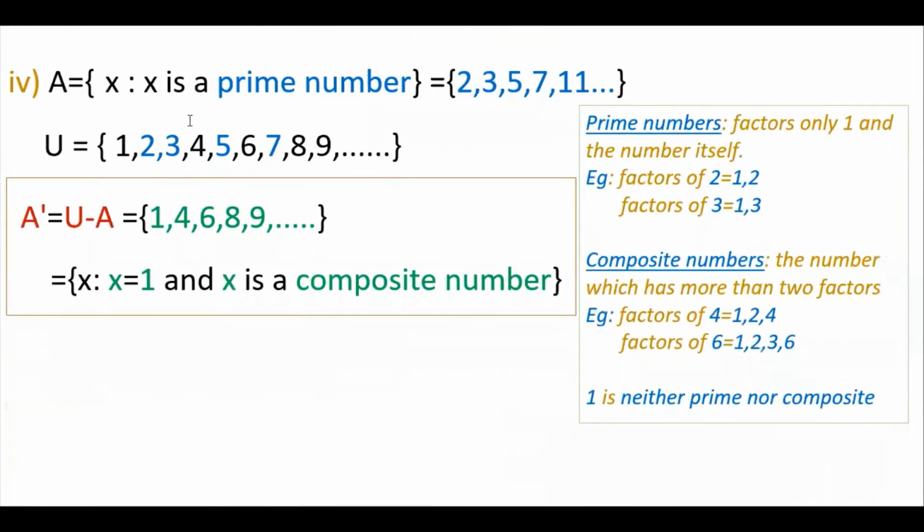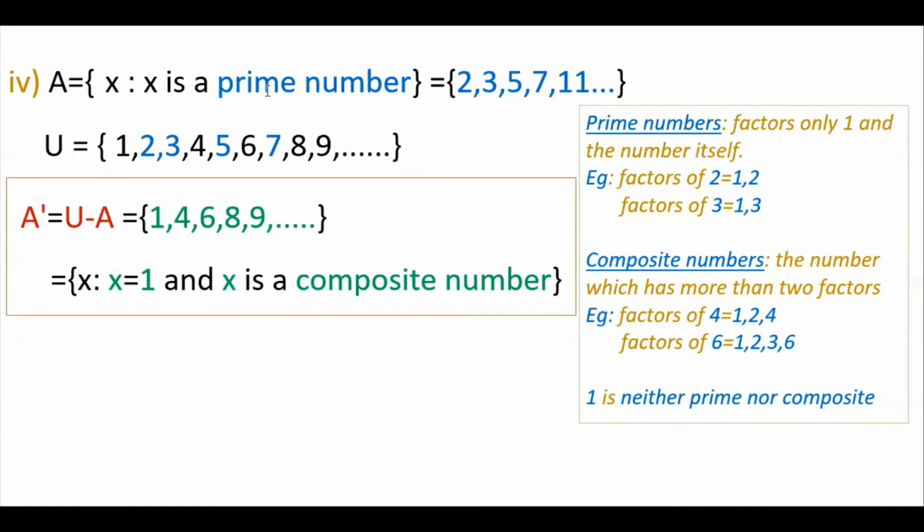And the next one is x such that x is a prime number. We know that prime numbers have only two factors, the number itself and 1. For example, for 2 the factors are 1, 2, and for 3 the factors are 1, 3. And composite numbers are the numbers which have more than 2 factors. For example, 4, 6, 8, all these numbers are composite numbers. And 1 is neither prime nor composite.